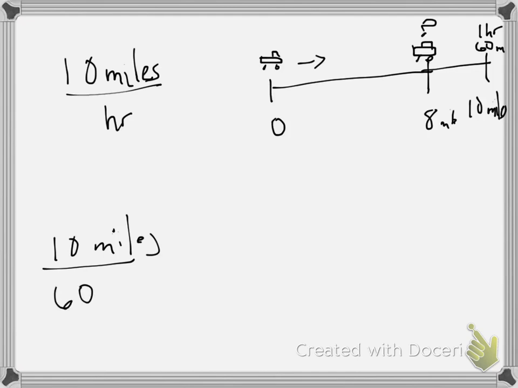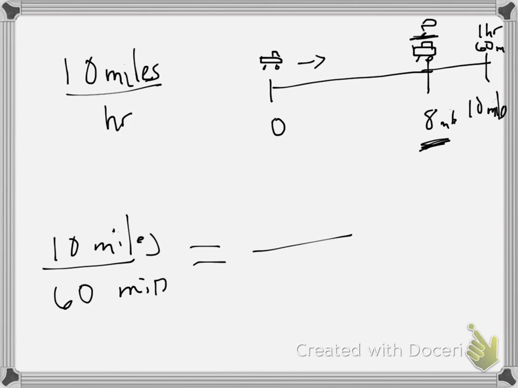So we're going to put 60 minutes, because it's the same thing as 10 miles per hour. It's the same thing as 10 miles per 60 minutes. The reason why I changed it to minutes is because in the diagram, we know that it's not going to be hours, it's going to be minutes, because 8 here is less than 10. So this is going to be less than 1 hour. Hopefully I'm making sense.